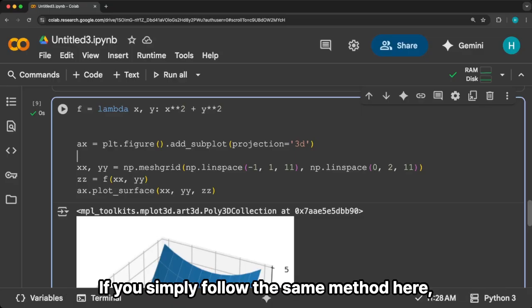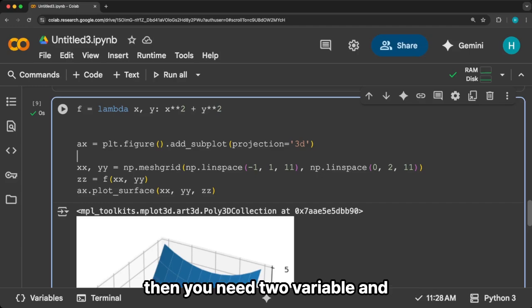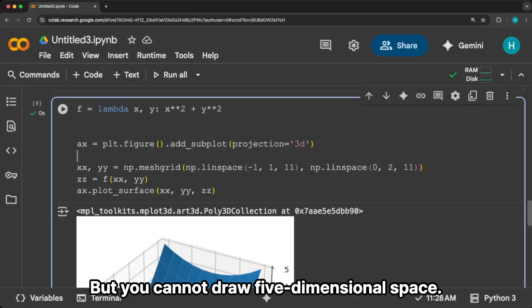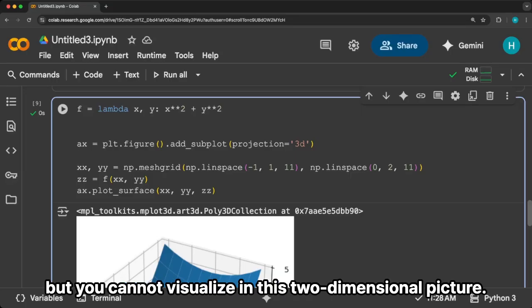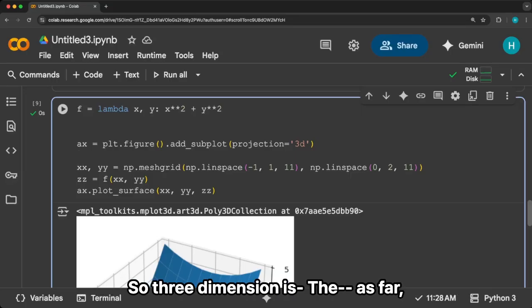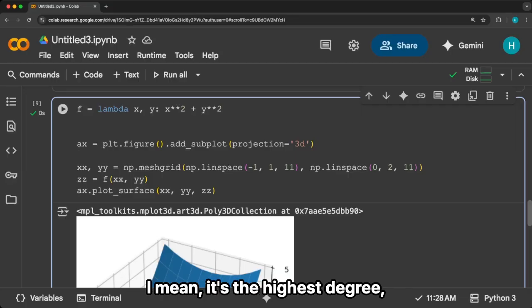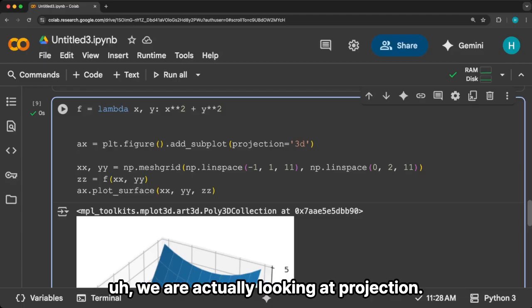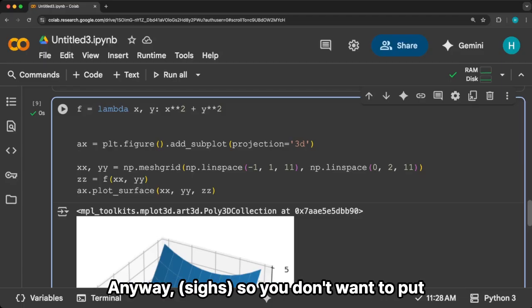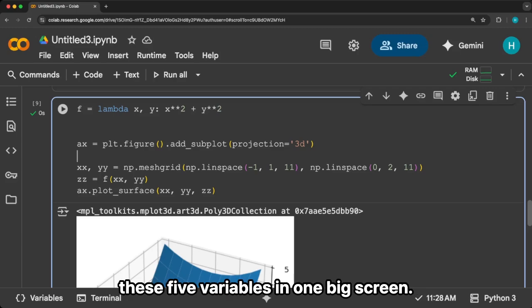If you simply follow the same method, then you need two input variables and three output variables all together in a big space, like 5-dimensional space. But you cannot draw 5-dimensional space. I mean, you can draw it in your head, maybe, but you cannot visualize it in this 2-dimensional picture. 3-dimension is the highest dimension we can visualize in a 2-dimensional figure. Even in 2-dimension, we are actually looking at a projection. So you don't want to put these 5 variables in one big screen.